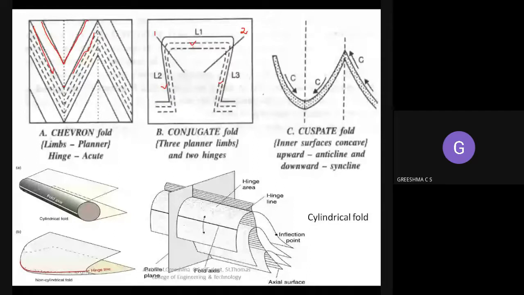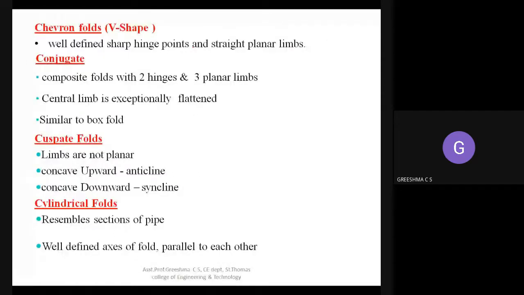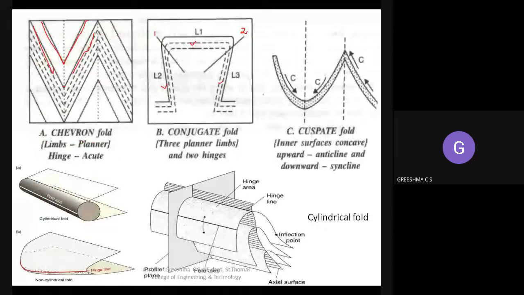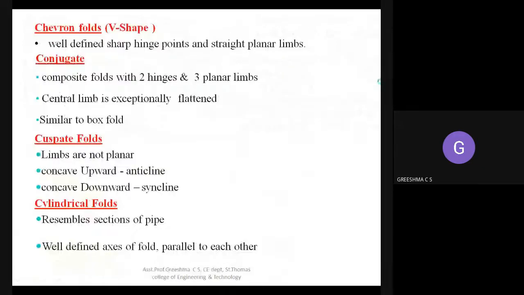Next one is cuspate folds. Here the limbs are not planar; they will be concave upwards or concave downwards. See here, this is a cuspate fold. Cuspate fold means the inner side will be concave and the outer side will be convex, like this: concave, convex, concave, convex. This type of fold is called a cuspate fold, where the limbs will not be planar.